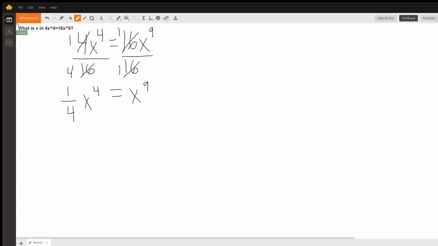Okay, we're almost there. We want to get all our x's to one side of the equation, so I'm going to divide by x to the 4th on the left-hand side. And that is because x to the 4th over x to the 4th will simplify to just 1. Keep the equation balanced by dividing by x to the 4th on the right-hand side. And so we're left with 1/4 equals x to the 9th over x to the 4th.